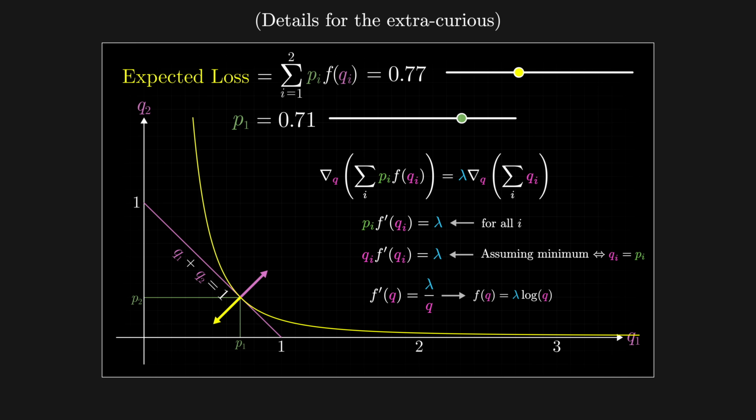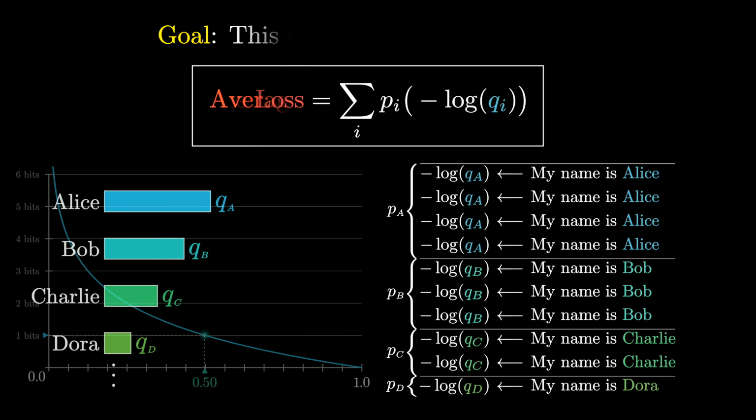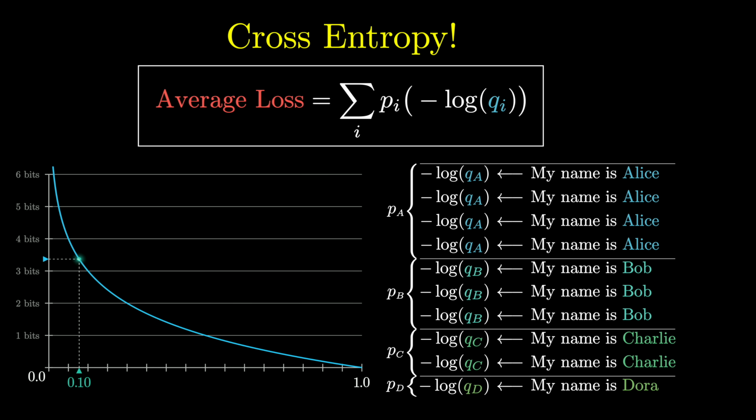The main thing I want you to know is that if you want a loss function with the property that it's minimized only when the model matches the statistics of the data, your hand is forced. You actually have to use the negative log. And in this case, the average loss associated with any given input text looks exactly like the cross-entropy formula.